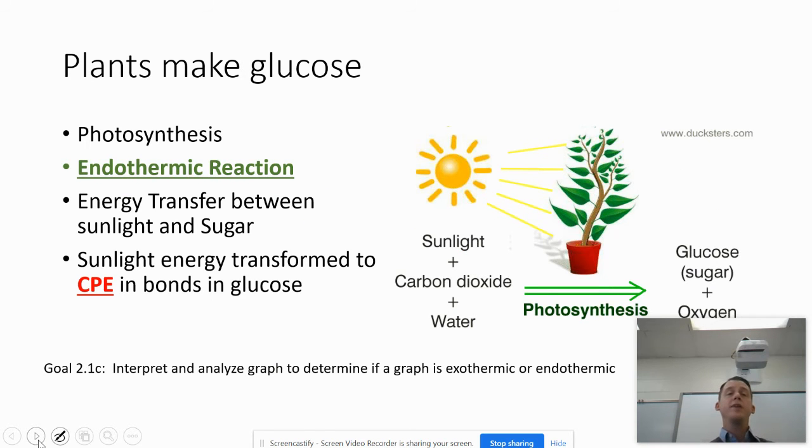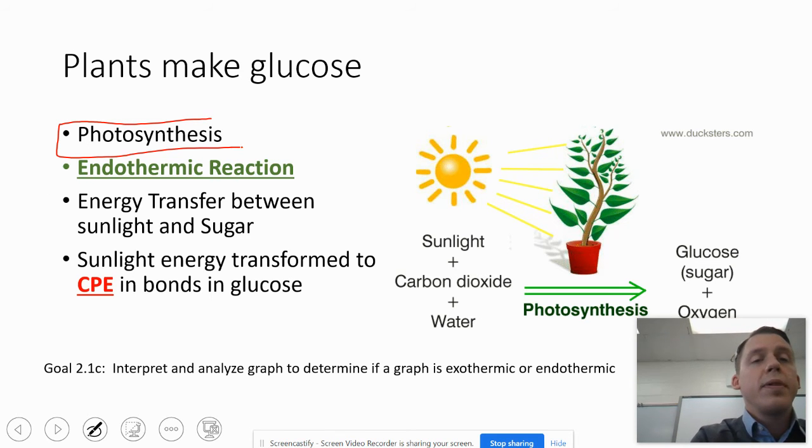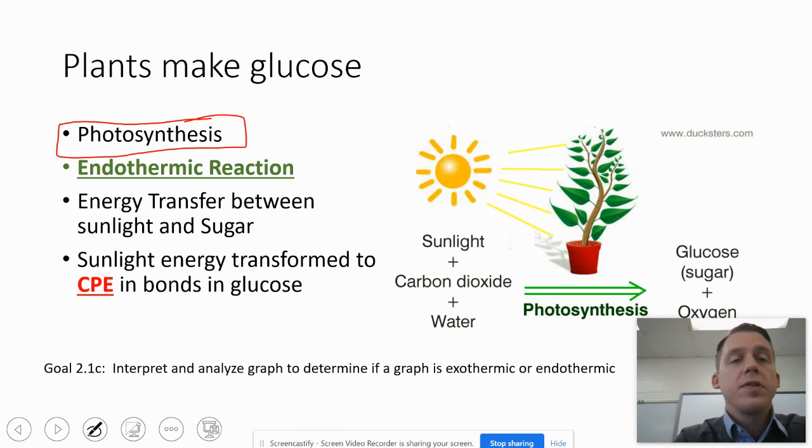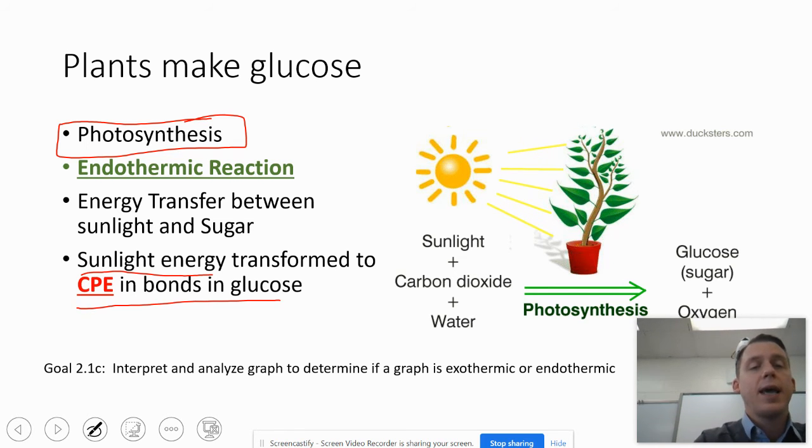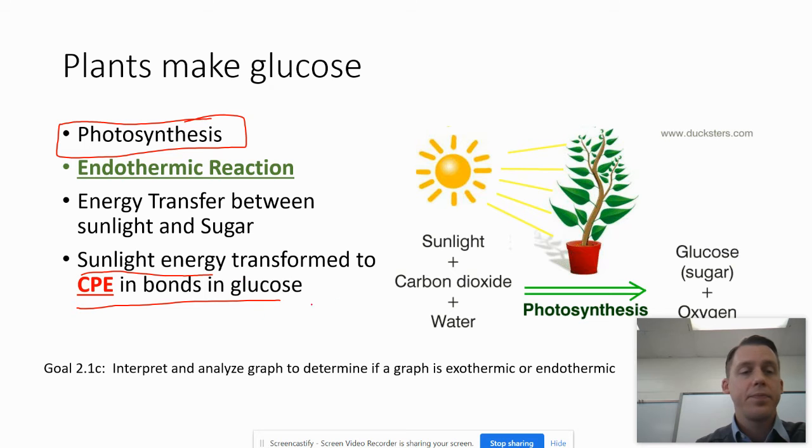All right. One example of an endothermic reaction is photosynthesis. This is when plants make sugar. So this is an energy transfer between the sun and sugar. The sunlight is going to provide energy, and it's going to then transform that energy into sugar. That is an endothermic reaction. Sunlight energy transforms into chemical potential energy of glucose. So when you think of building something bigger, when you think of a dehydration synthesis reaction, think of an endothermic reaction. Energy is going in.